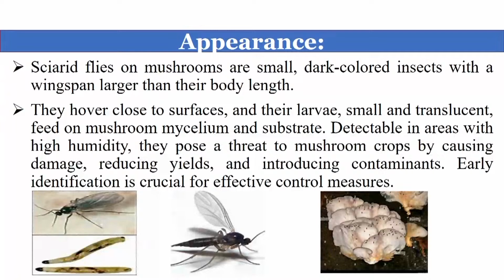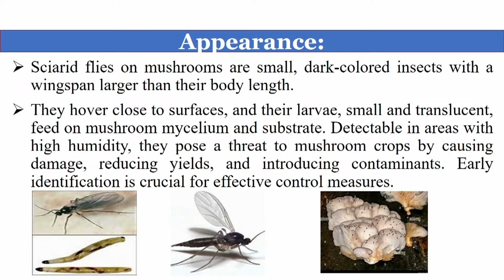Now the appearance of sciarid flies: it looks like a small dark colored insect with a wingspan larger than the body length. Their wings are basically larger than their body length. You can easily identify them in the growing area. They stay close to the surface, and their larvae are small and translucent, and they can feed on the mushroom mycelium and substrates also. It is detected in areas with high humidity.